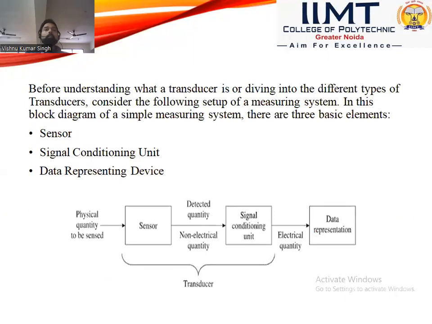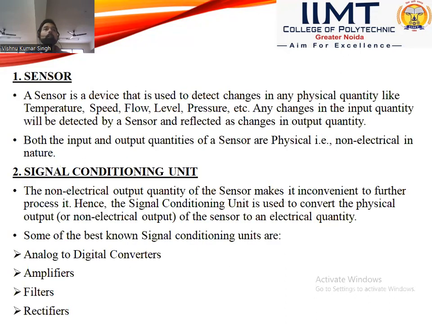Now, before understanding what a transducer is or dividing into different types of transducer, consider the following setup of a measuring system. In this block diagram of a simple measuring system, there are three basic elements: a sensor, signal conditioning unit, and data representation device. Now, let's see what exactly a sensor is.